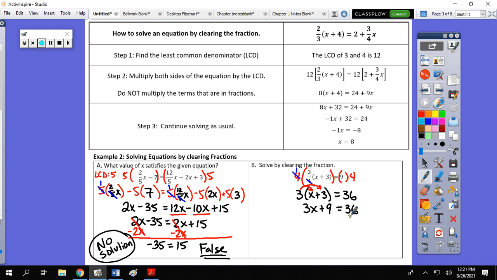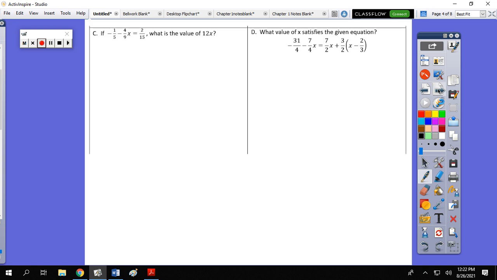We would then distribute the 3, which would give us 3x plus 9 equals 36. That's its expand step. We don't need to combine any like terms, so we move to isolating the variable by subtracting 9 from each side of the equation. That gives us 3x equals 27. And then we divide by 3 to get our answer, x equals 9. Okay, let's do some more.